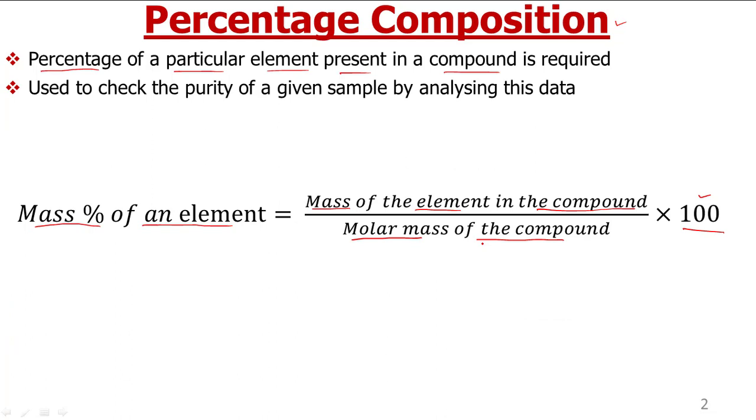Now this information of percentage composition is actually very useful, and it is used to check many things. One of them is the purity of a given sample. By analyzing percentage composition, we can tell whether the sample that we generated in our laboratory or collected from somewhere is pure or not. We can compare the percentage composition of our compound of interest with the pure compound. If that data matches, then we will say our compound is pure.